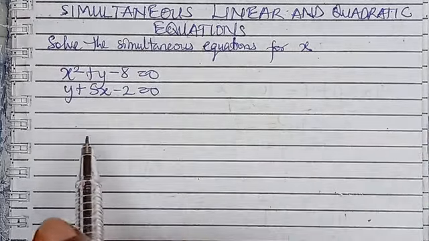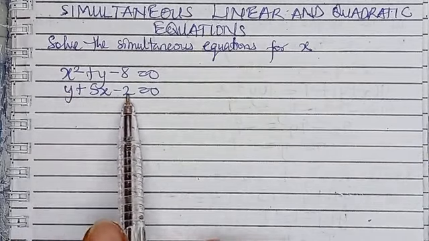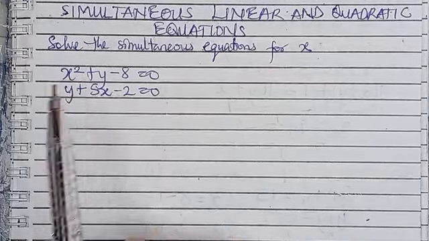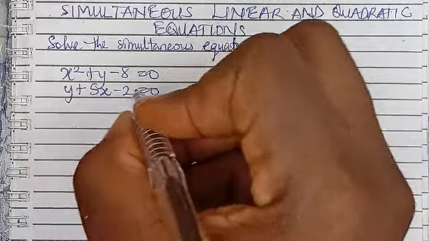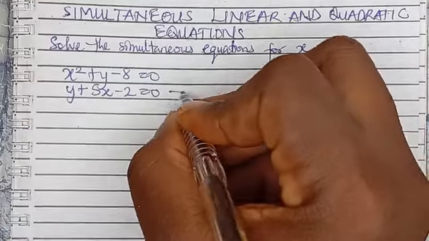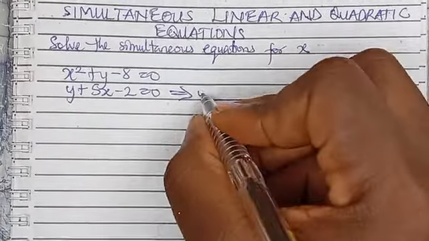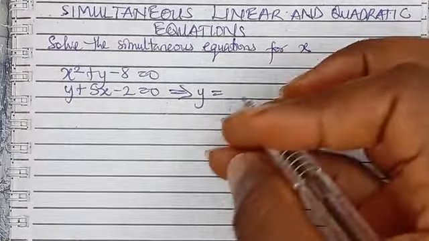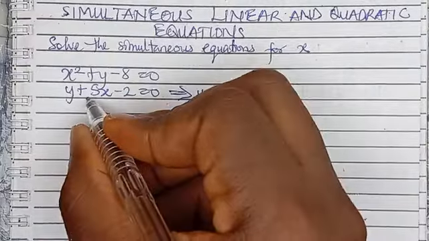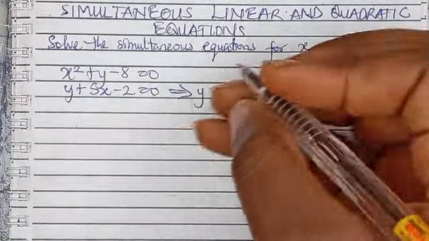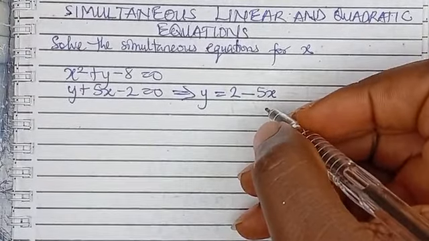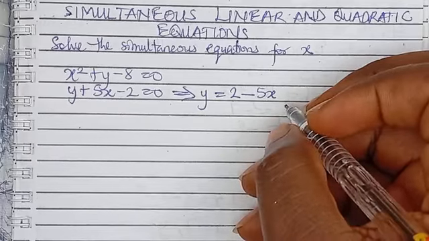What we are going to do is, from the linear equation, get y as the subject of the equation, because it's easy to do. So from here, I might decide to name this equation 1. So from here, I can get y is equal to minus 2 crosses over to be a plus 2, plus 5 crosses over the equal to sign to be minus 5x. So this is what I have from the linear equation.